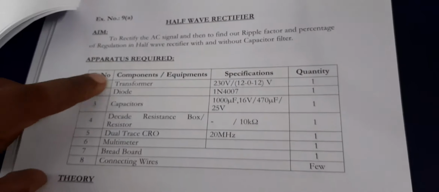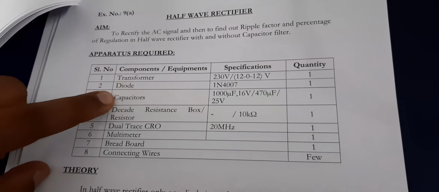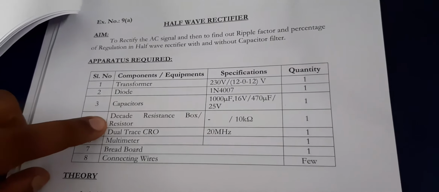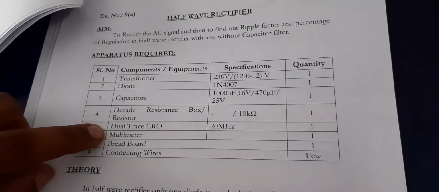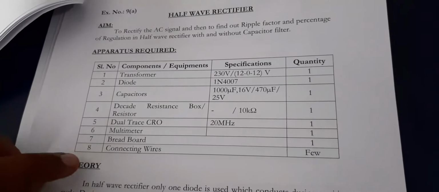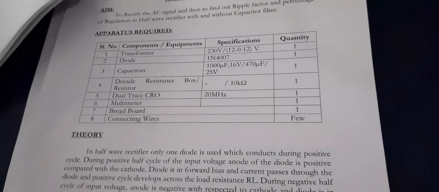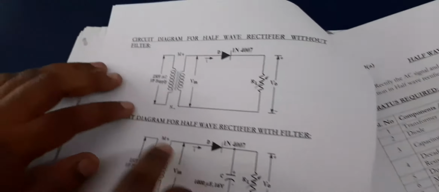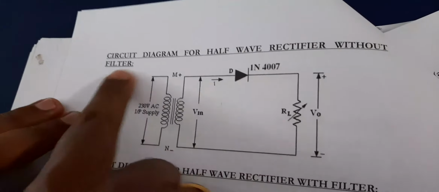These are the apparatus required: a transformer, diode, capacitor, decade resistance box, dual-trace CRO, multimeter, breadboard and connecting wires. First of all we are going to see the circuit diagram of the half-wave rectifier without filter.